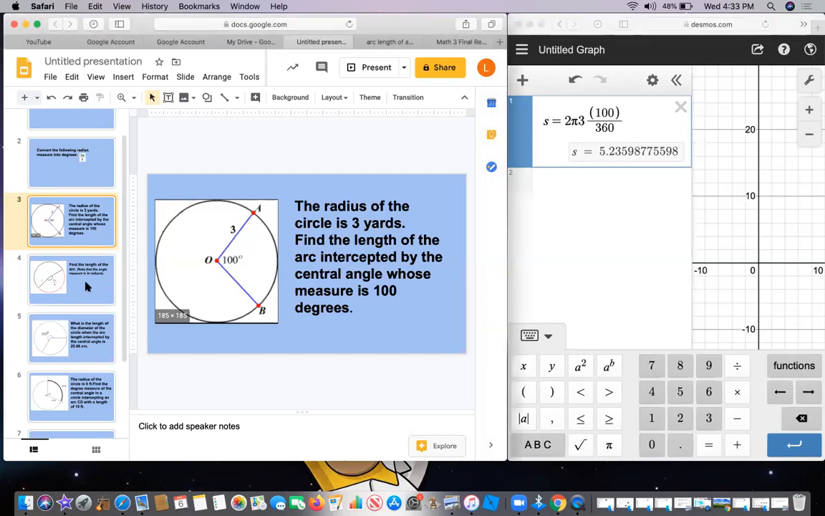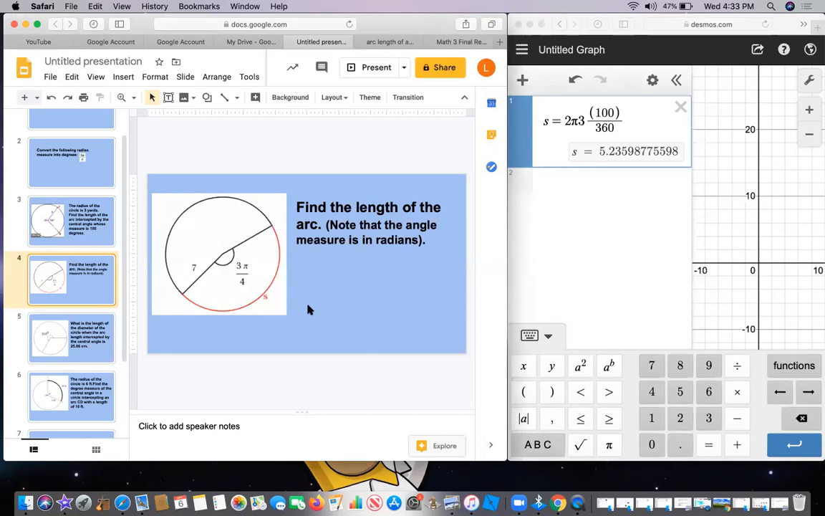What if we have this problem? Find the length of the arc. Note that the angle measure is in radians. So this is the angle, and the angle measure here is 3 pi over 4 radians, and this is the radius. We are asked to find the length of the arc covered by the red line.